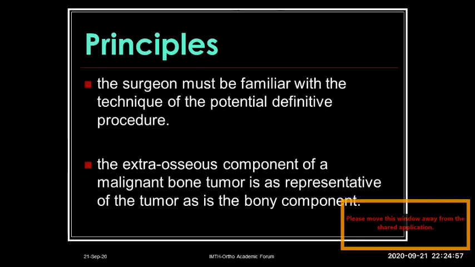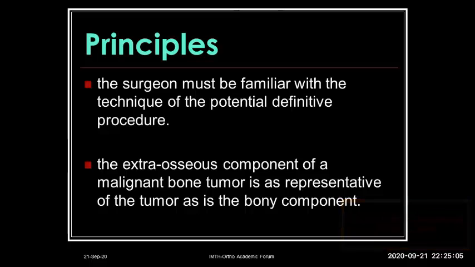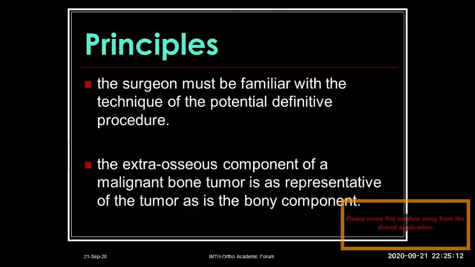your biopsy. The surgeon must be familiar with the technique of the potential definitive procedure, and he should know where to put his biopsy in view of the coming incision that is going to be made, in order to take that part or resect that part for the future limb salvage procedure, in order to take any tract which is considered a potentially infected tract.